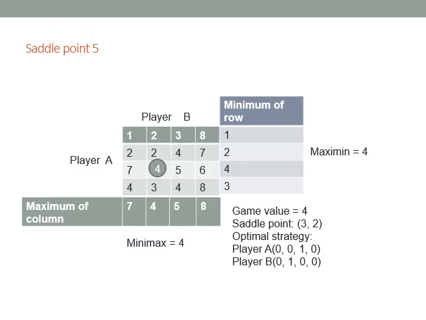Please, 3 stands for row. Remember that for the saddle point we write first the row and next the column. That's why 3, 2, not 2, 3. Okay, that's all.